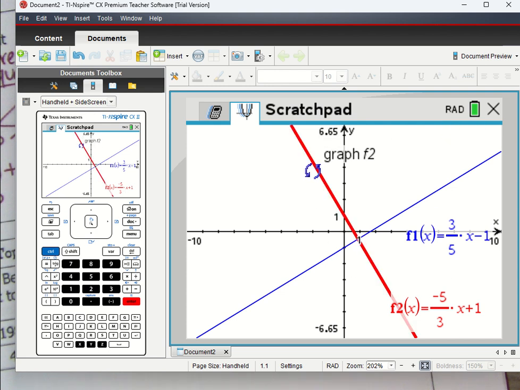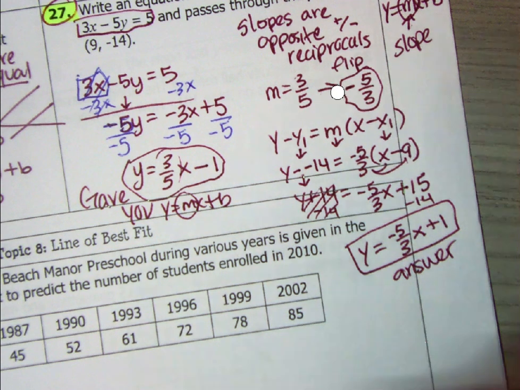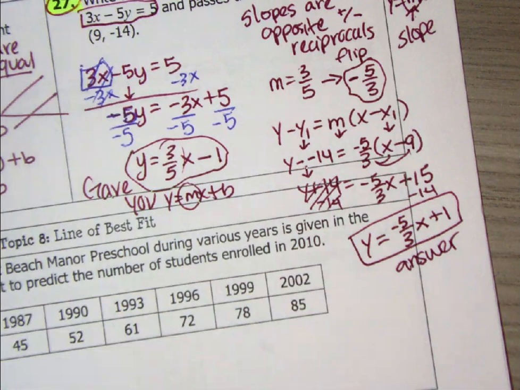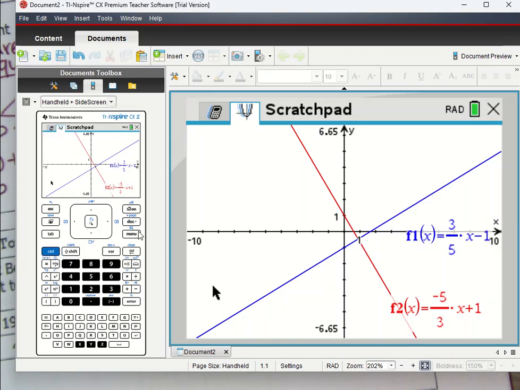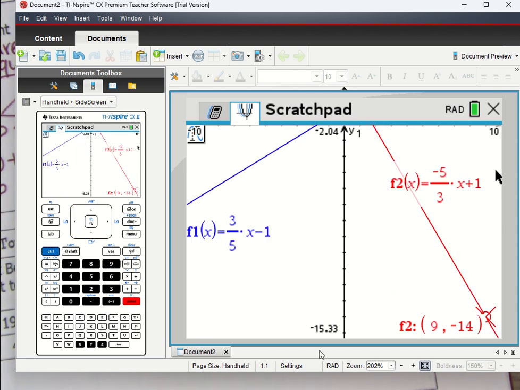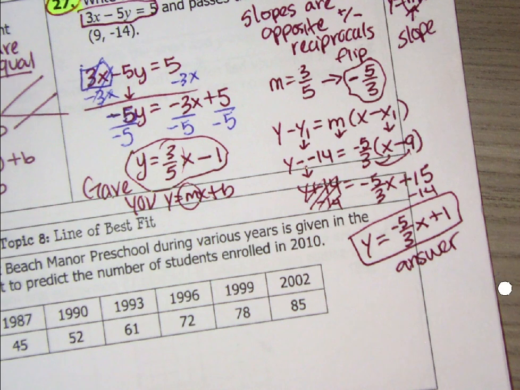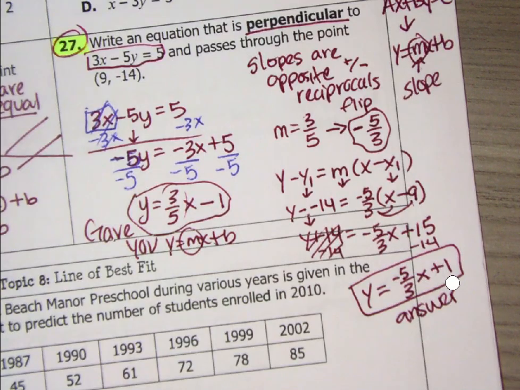Now let's check that this red line that we created goes through the point that they want you to go through, which is 9, negative 14. So we're going to do trace. And again, we're going to jump to the red line by going up or down. And we're going to scroll, or easier, type the x value you're looking for. We're looking for 9, so then we press enter, and notice that 9, negative 14 is a point on the line. So that confirms that this answer is correct.